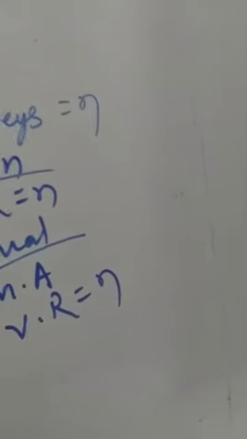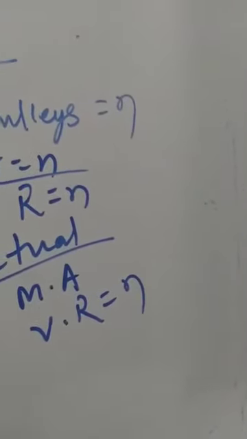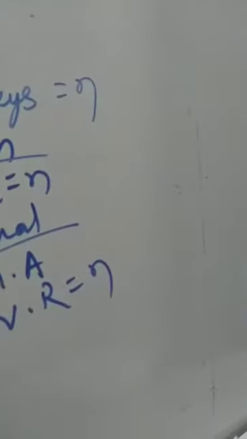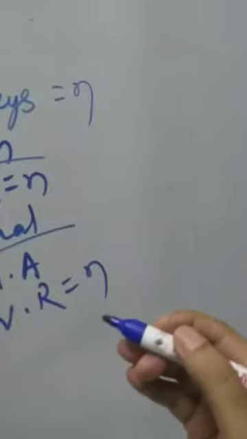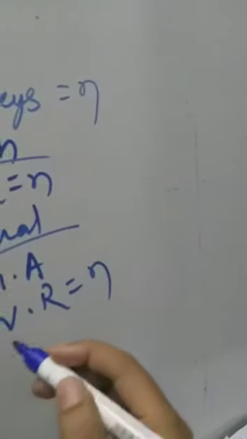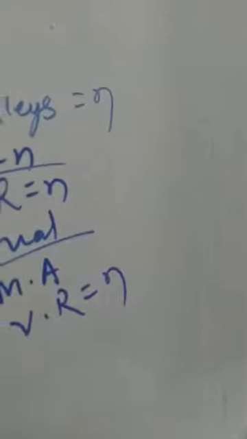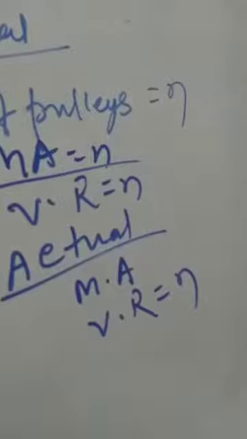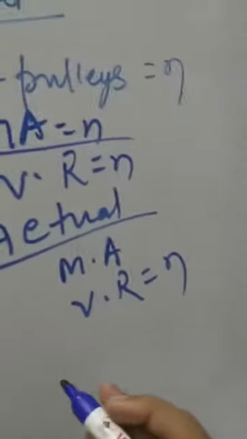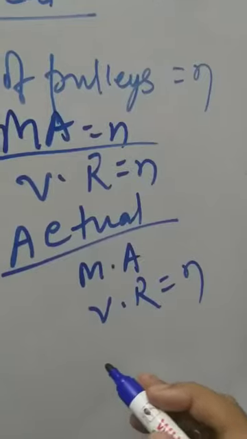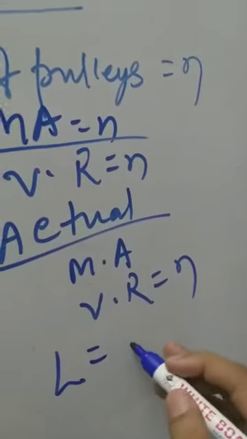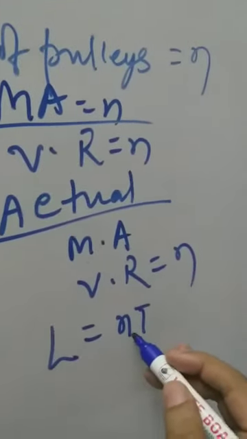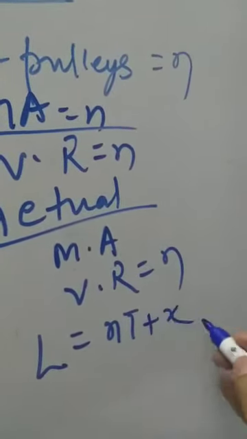Then in that case, what can you write? Suppose why will mechanical advantage not be n? Because of the weight of the moving parts of the machine. So in that case, suppose T is the effort and NT is supporting the load. So in this case, suppose X is the weight of the moving part of the machine. So total load will be NT, where N is the number of pulleys or number of strands supporting the load, into T, plus X, and effort will be here T only.